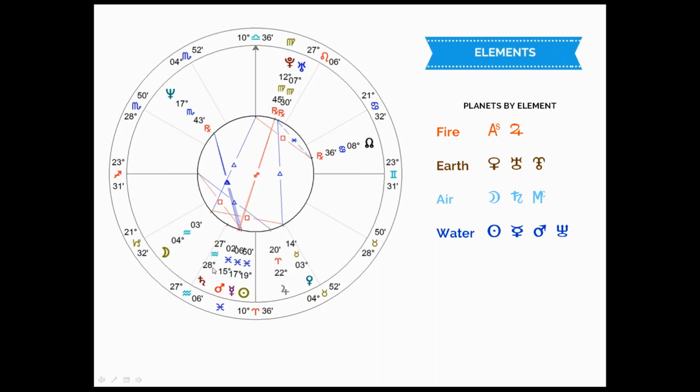Air signs, we have the moon and Saturn in Aquarius, and the midheaven in Libra. And finally, quite a lot in water. We have Mars, Mercury, and the Sun in Pisces. The North Node's in Cancer, but I'm actually not going to count that for these purposes. And Neptune is in Scorpio. So the chart is actually fairly well balanced by element. Earth and air are evenly matched.